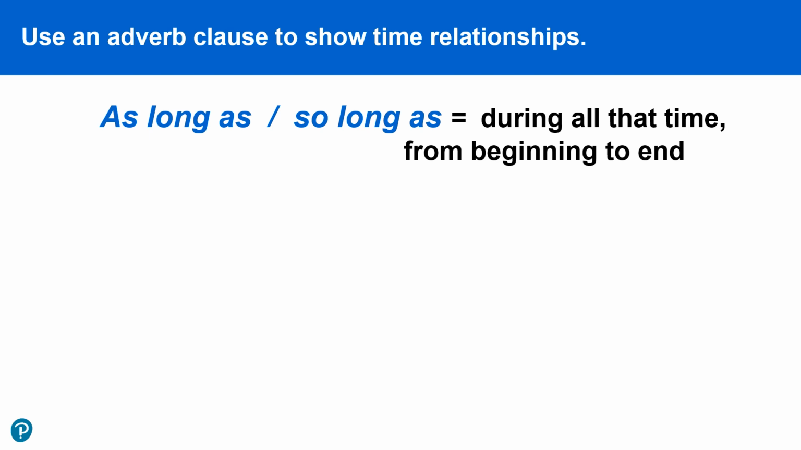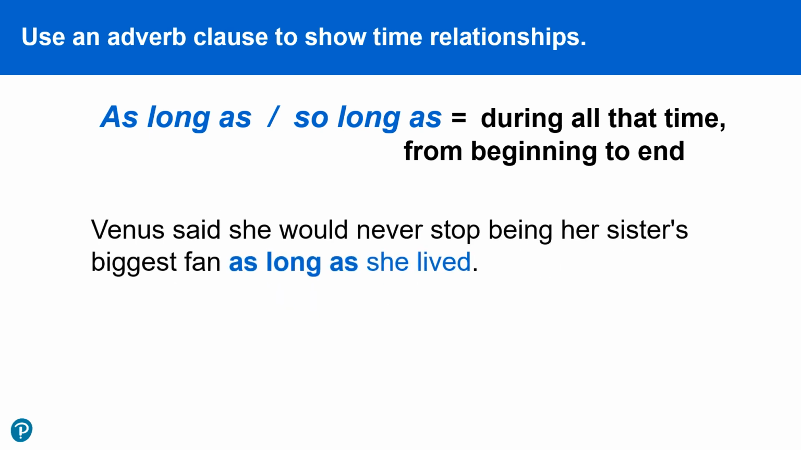As long as and so long as have the same meaning also. They mean during all that time or from beginning to end. So Venus said she would never stop being her sister's biggest fan as long as she lived, meaning the entire time that she lives, she will not stop being her sister's biggest fan.